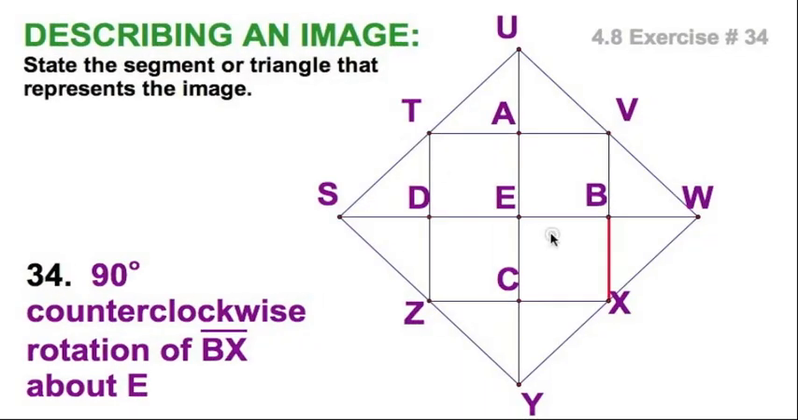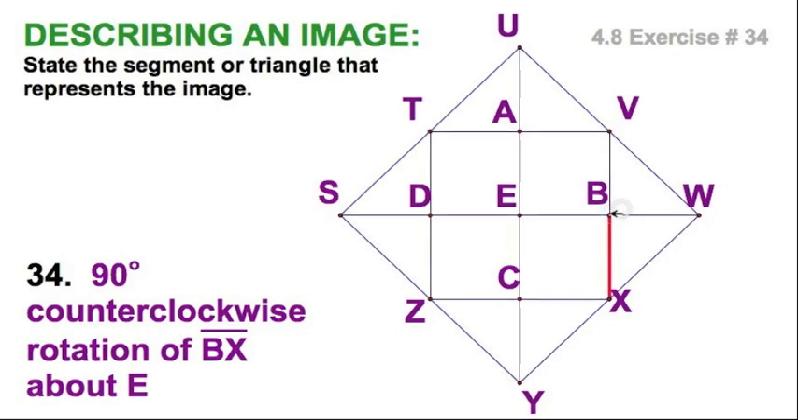Well, let's rotate BX 90 degrees counterclockwise about point E. And think of it point by point. B is to the right, and that should end up here above, or in cardinal headings, east would rotate to north. I can imagine X trailing behind from here over to here. Ready? Let's visualize. I grab this. One, two, three, go. There it is. The BX rotates right there, to AV.